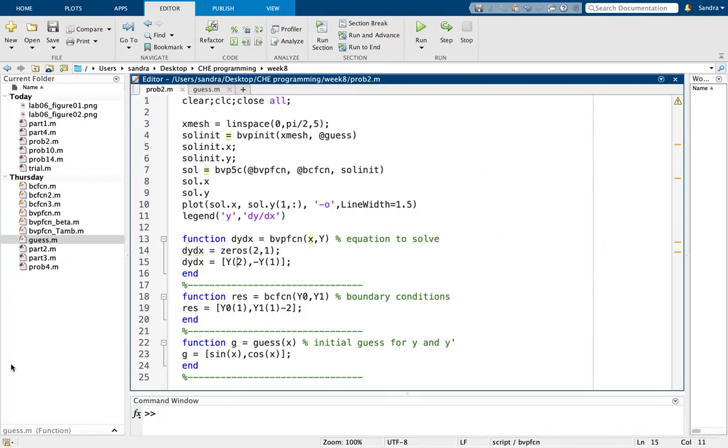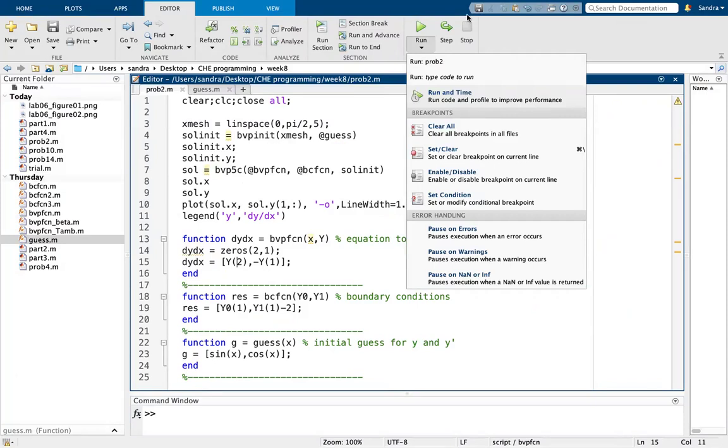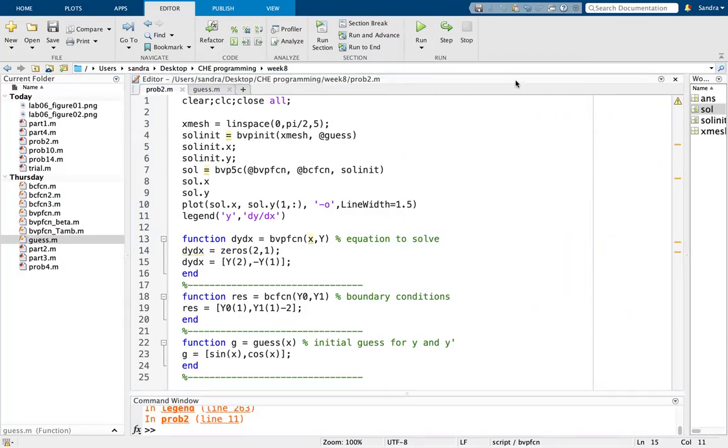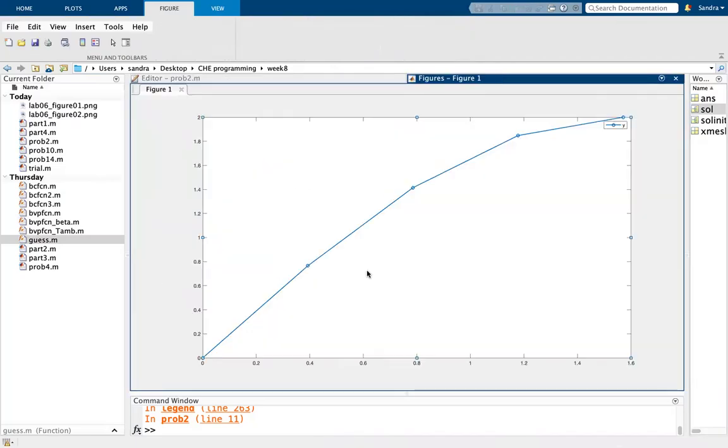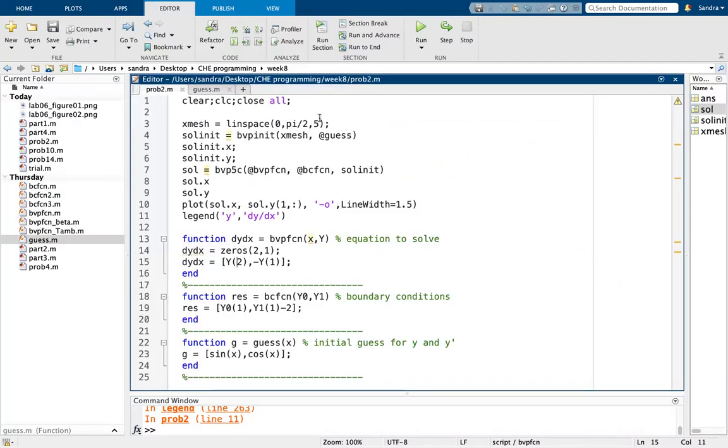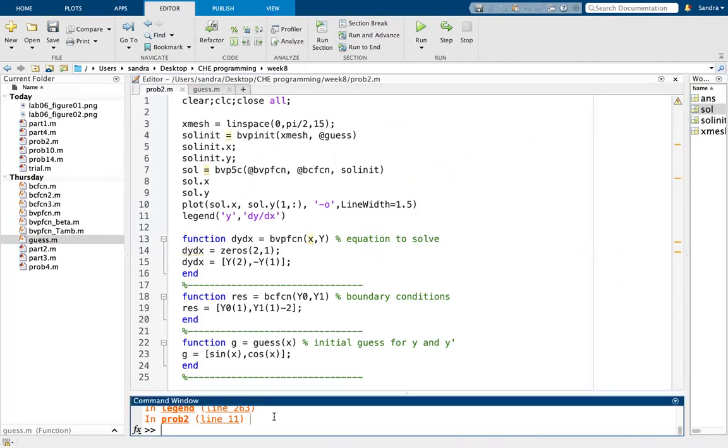Let me clear all the items and I'll try to run this. Just a second. So this is how it looks like. It is y versus x. This is the curve. It looks like this. There are large intervals because I have only given 5 grid points. If I want a smoother curve, I give like 15. Let's see how it works.